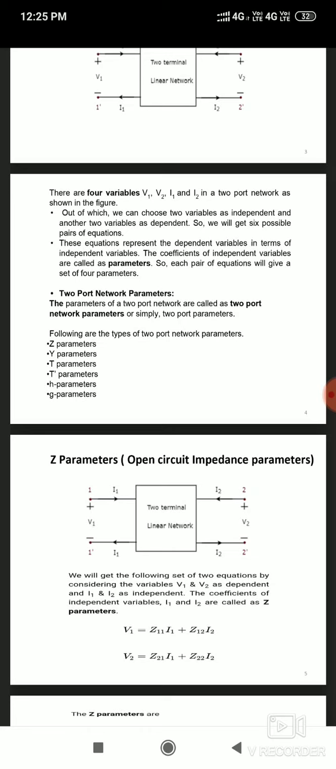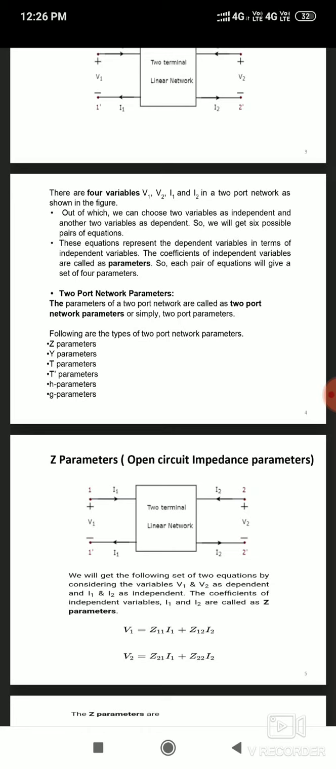v1, i1, v2, i2. From these, how to take any two variables as independent and the other two as dependent, and from that how to form the equations. From the equations, how we get different parameters, different combinations. 4C2 means you get 6 combinations. Each combination has a different name, so the 6 combinations are 6 different parameters: Z, Y, A, B, C, D, A dash, B dash, C dash, D dash, H parameter and G parameter. Out of these, we are learning only 4 parameters.